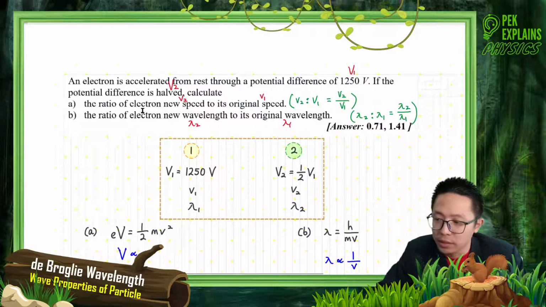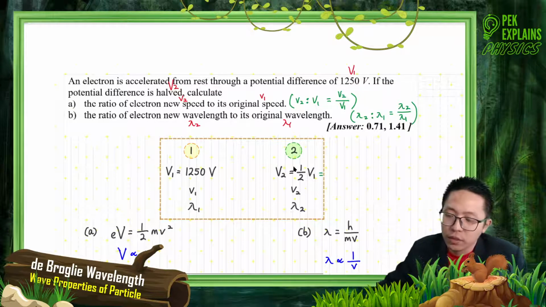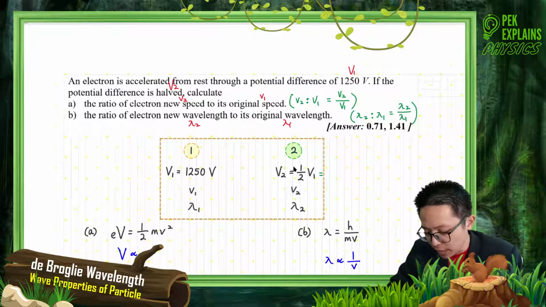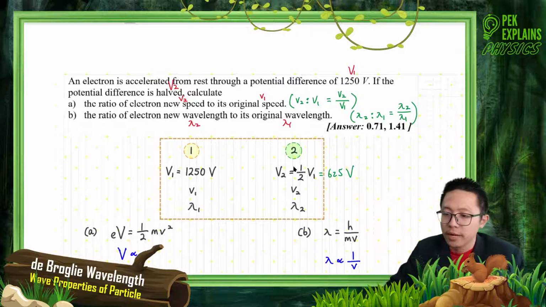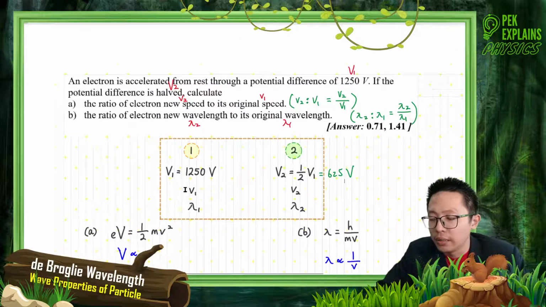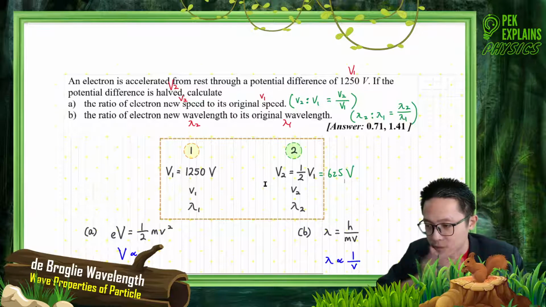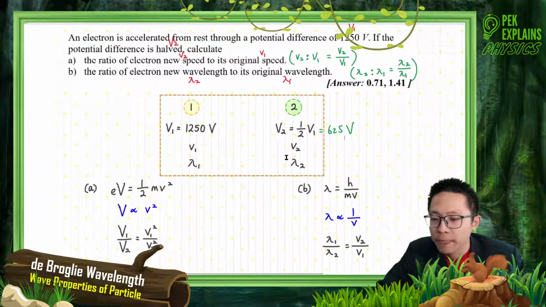We already have the value for V1, so we can calculate V2. Half of it is 1250 divided by 2, which is 625. V2 is 625 volt. Alright, so now v1, v2 we don't have, and lambda 1, lambda 2 we also don't have. So how to do this?